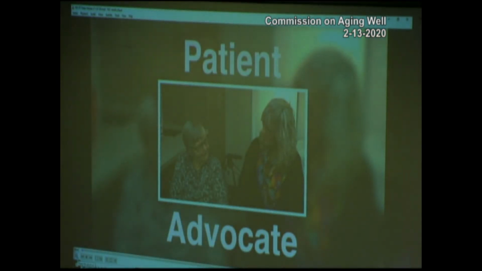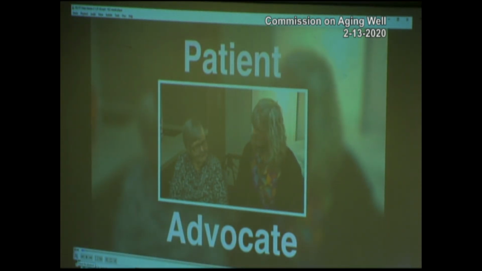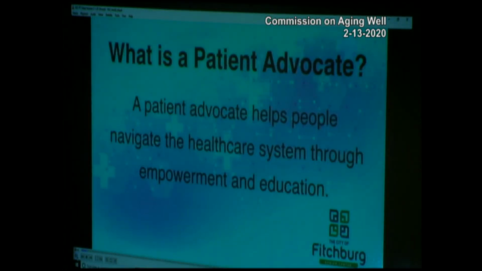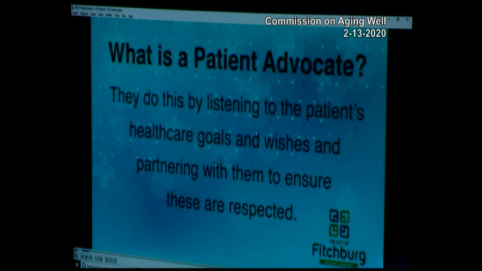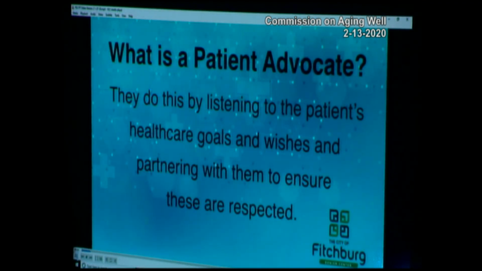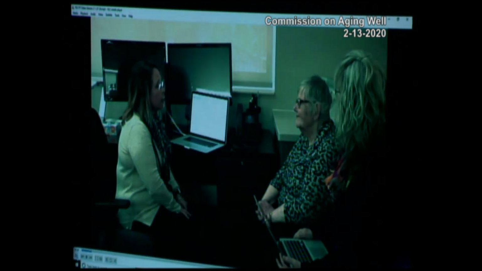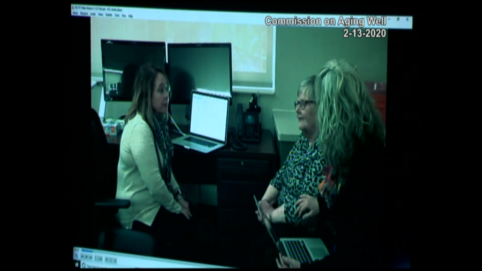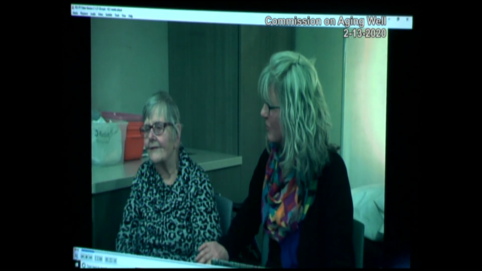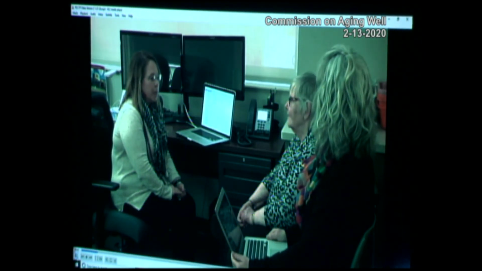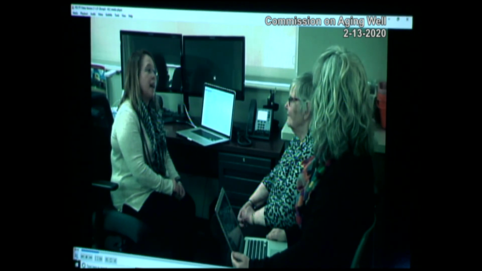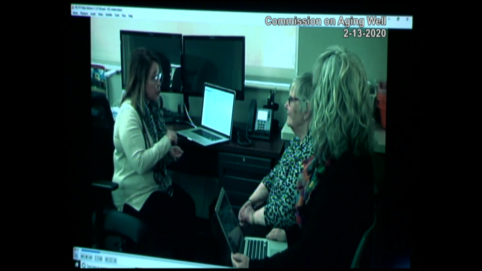Our Patient Advocate Program. The goal of our program is to assist older adults in navigating the healthcare system and to empower them to be self-advocates. What is a patient advocate? A patient advocate helps people navigate the healthcare system through empowerment and education. They do this by listening to the patient's healthcare goals and wishes and partnering with them to ensure these are respected. A patient advocate collaborates with the healthcare team and family members and acts as a liaison as needed. They guide and coach patients, ensuring they have all of the information necessary to make informed decisions. Patient advocates help patients take back control of their own health care by reminding them that they are the ones in charge and that they always have choices.